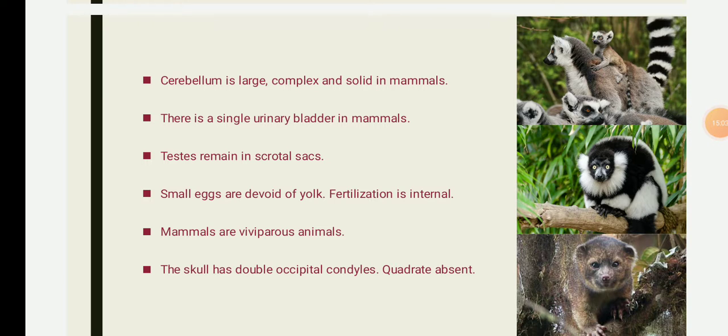And the cerebral hemispheres are connected by the corpus callosum, and there are 12 pairs of cranial nerves present. The next point is that there is a single urinary bladder in mammals.